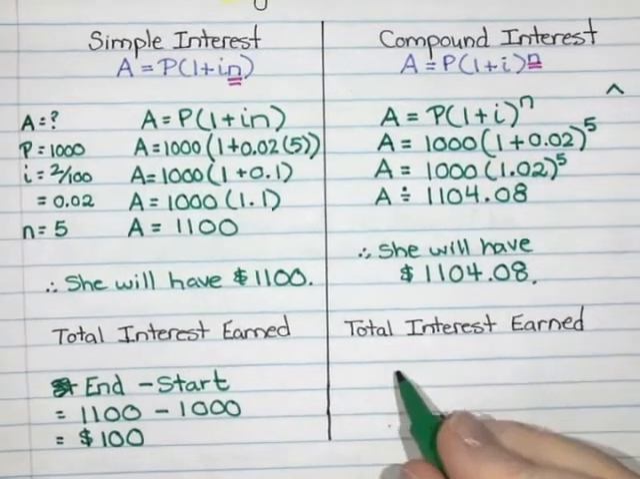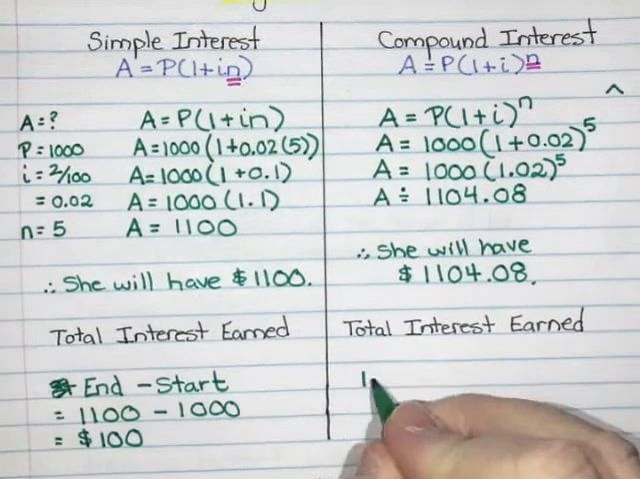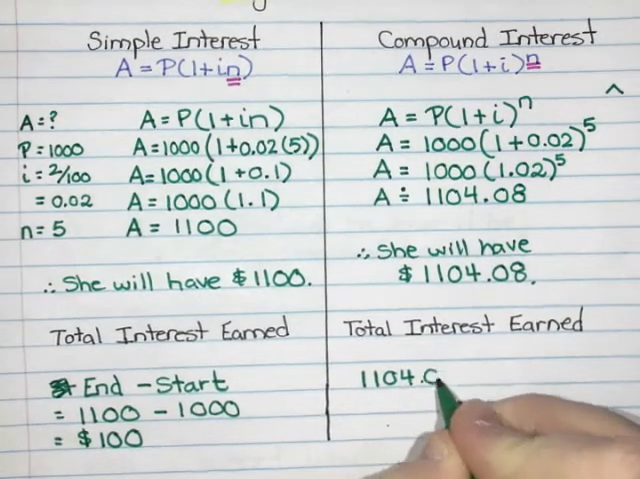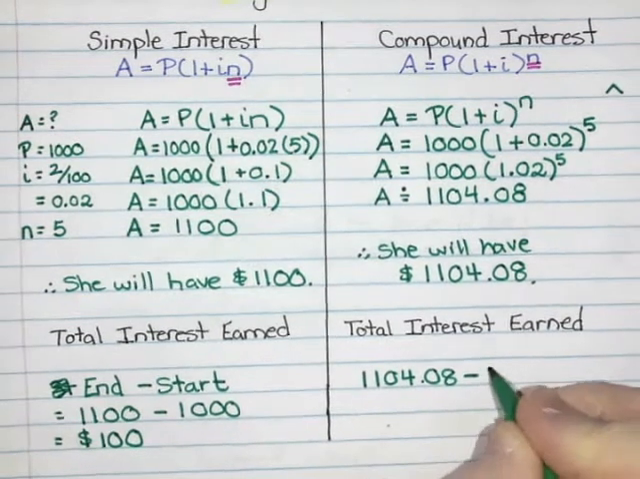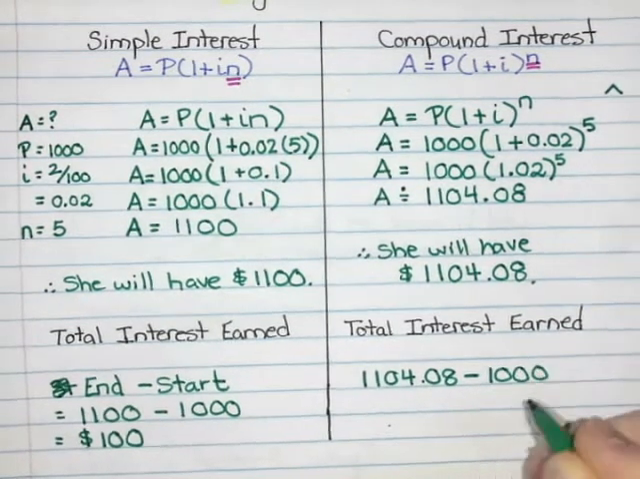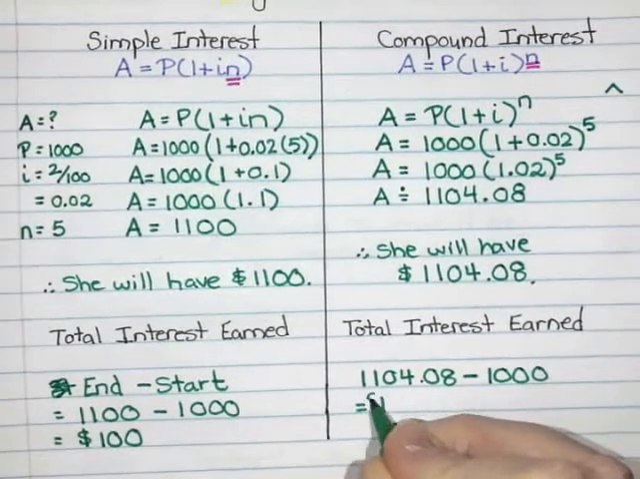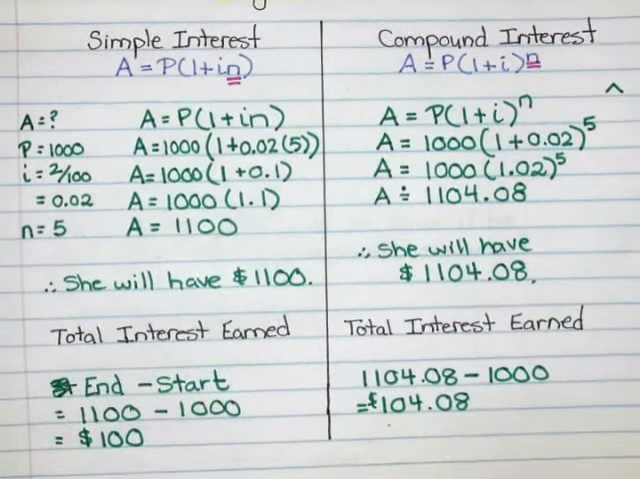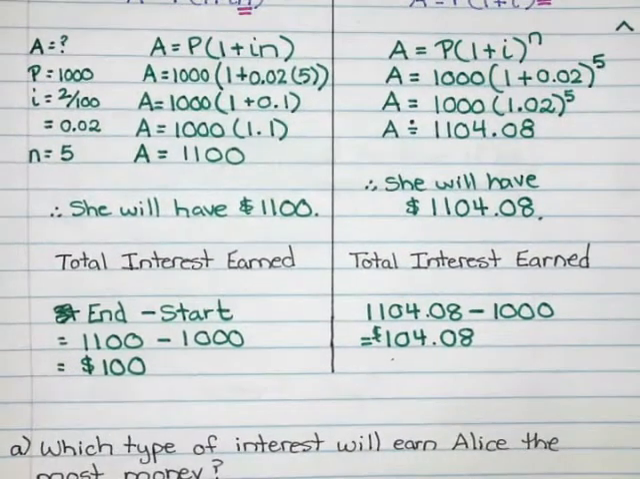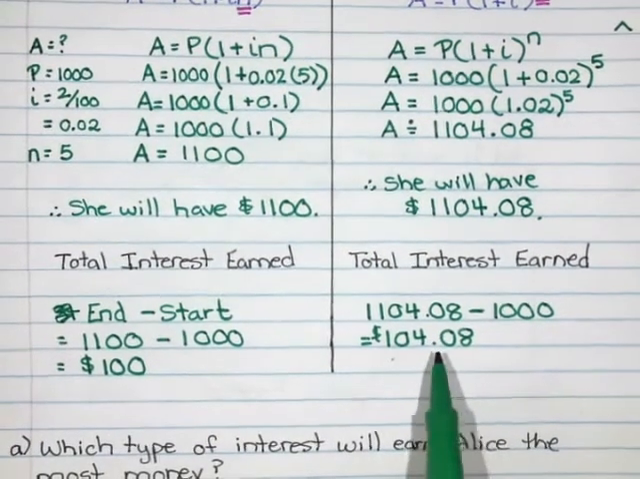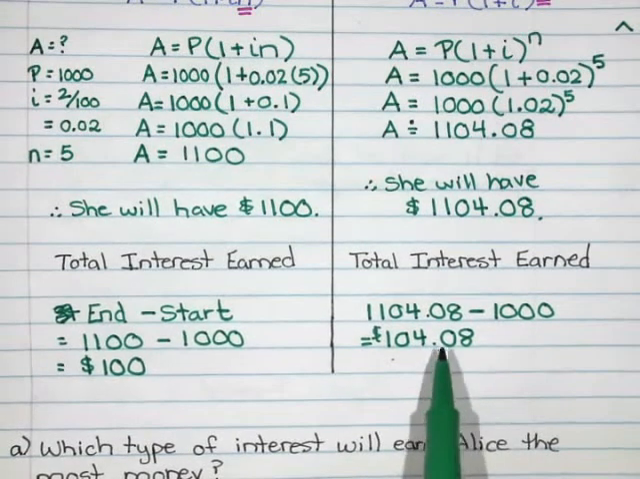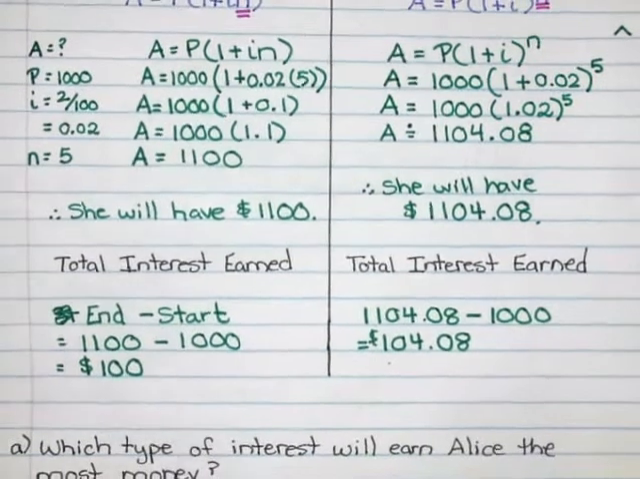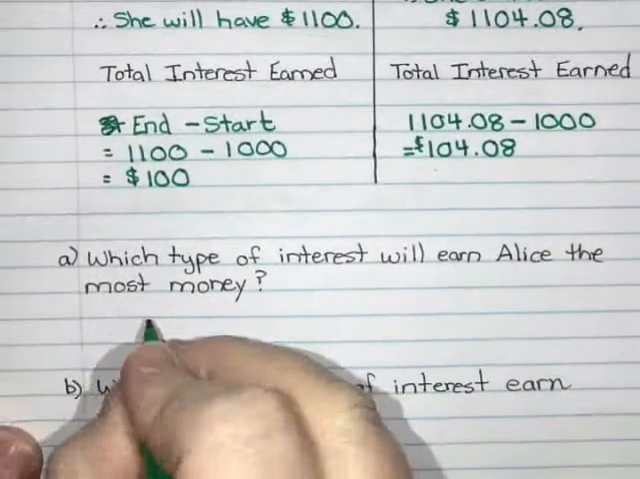If I do the same thing with the compound interest, if I take her final amount, which is the $1,104.08, and I take away her original investment of $1,000, I get that she made $104.08. So looking at this, it's not a huge difference, but she made more money, more interest when it was compound interest. So it said, which type of interest will earn Alice the most money? Compound interest.